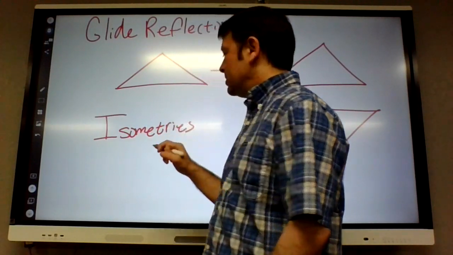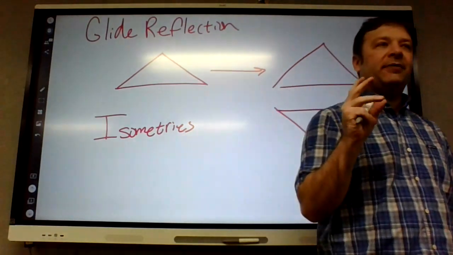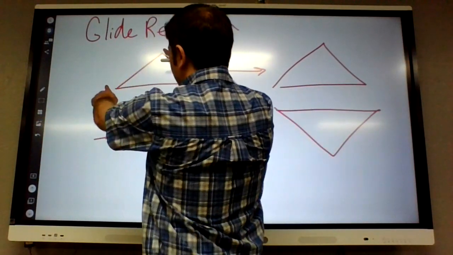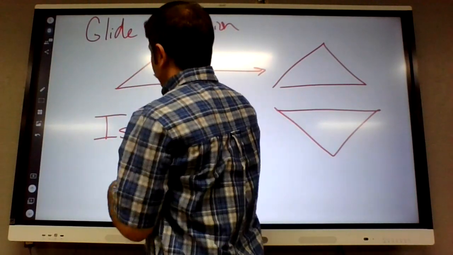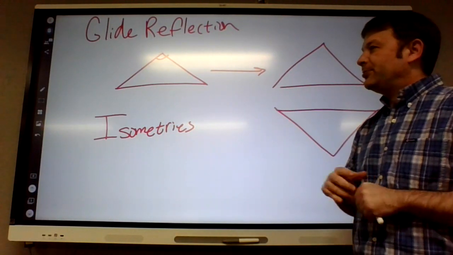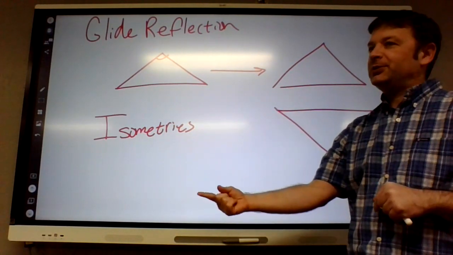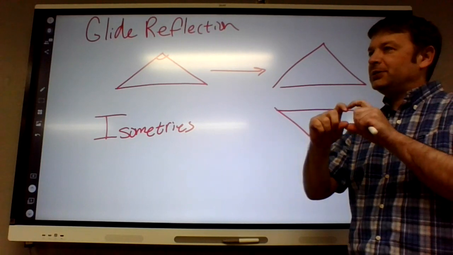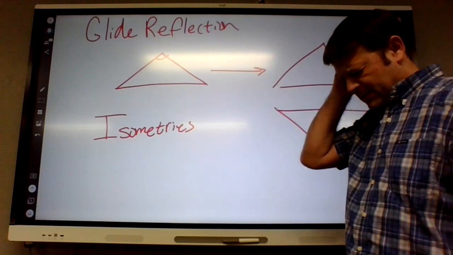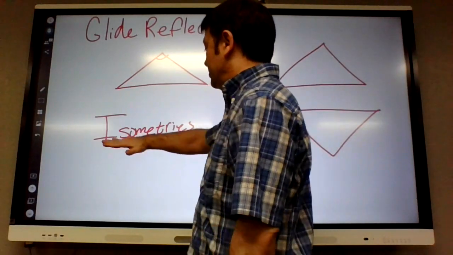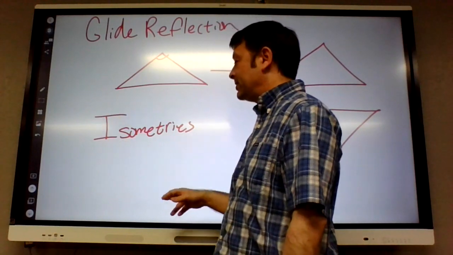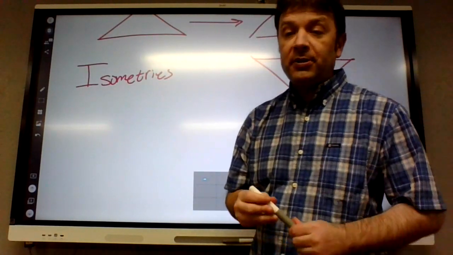isometries. An isometry just means everything keeps the same size and shape. All the distances, all the lengths of the segments are the same. All the angles are the same. So everything is congruent. Tomorrow we're doing something that's not an isometry. It's called a dilation. That's where you blow it up or shrink it down, so things get bigger or smaller. But we're reviewing a lot today because it's combining everything together. So those are called isometries.